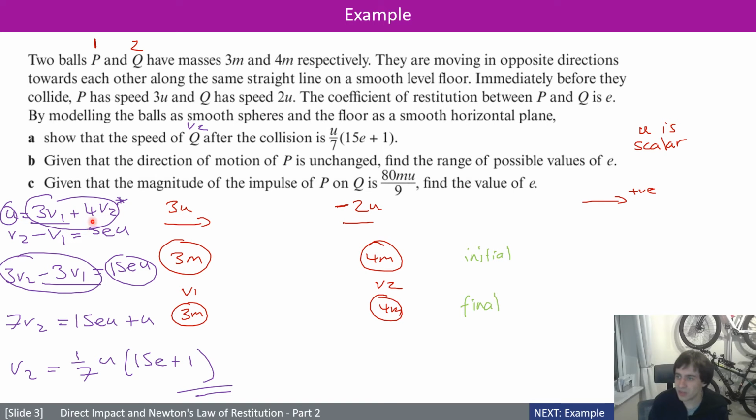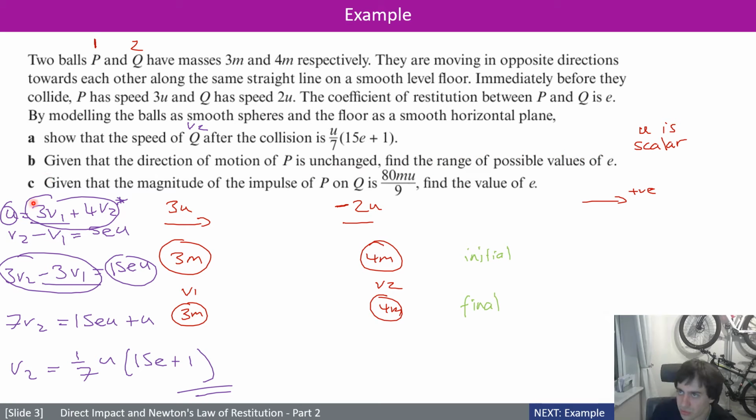Hopefully you spotted also with the simultaneous equations, that was an easier way to do that. Cool. All right, let's look at part B. Given that the direction of motion of P is unchanged, find the range of possible values of E. Okay.